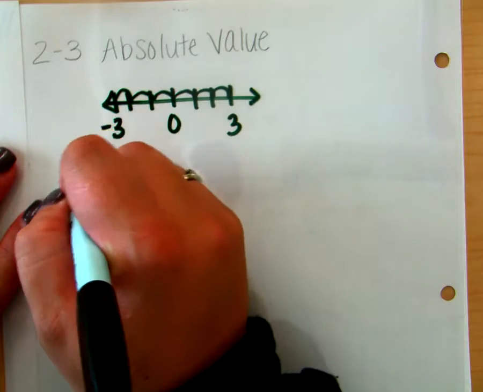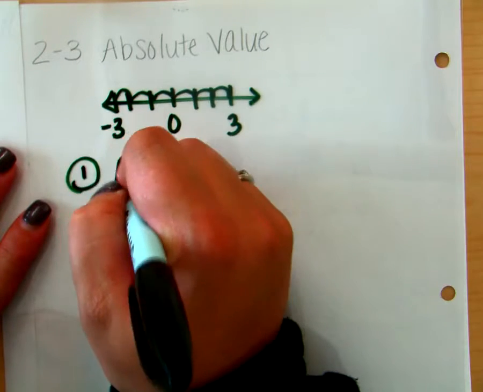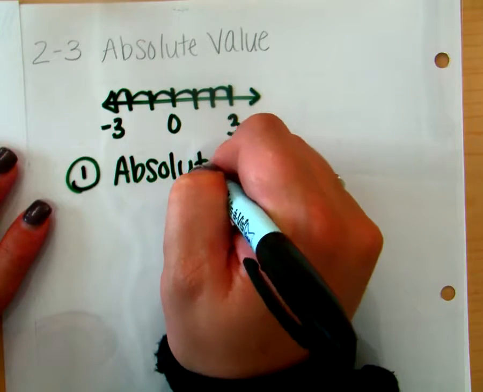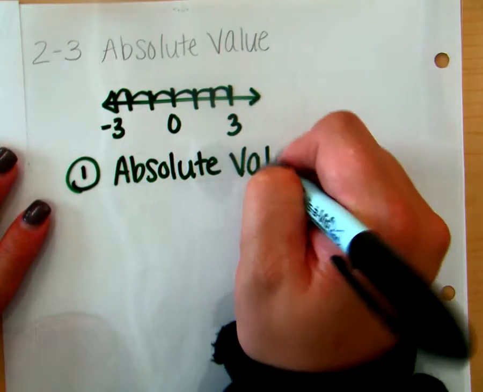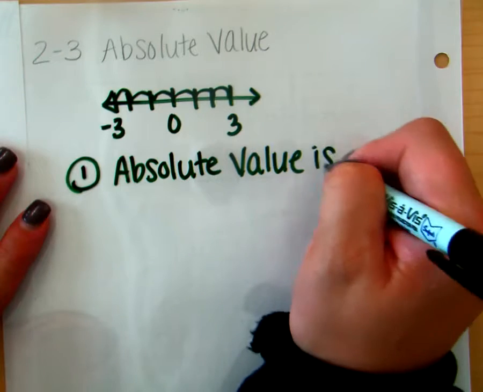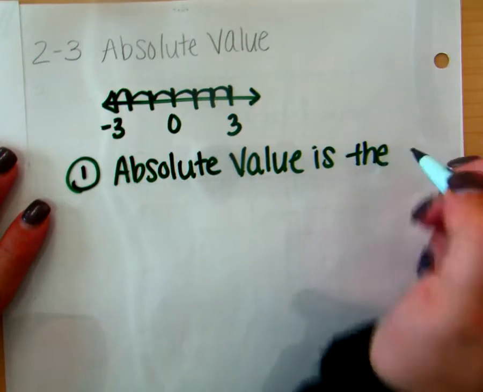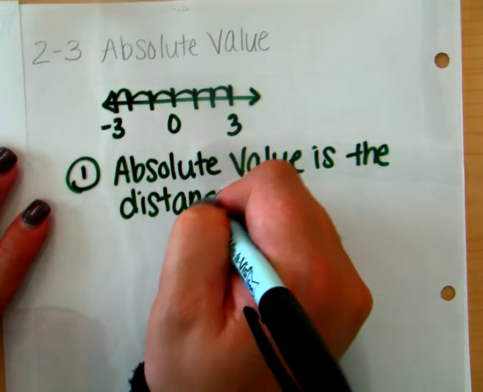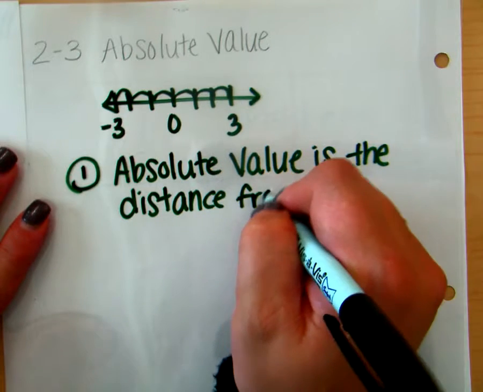So first thing we're going to write down is absolute value is the distance from 0.